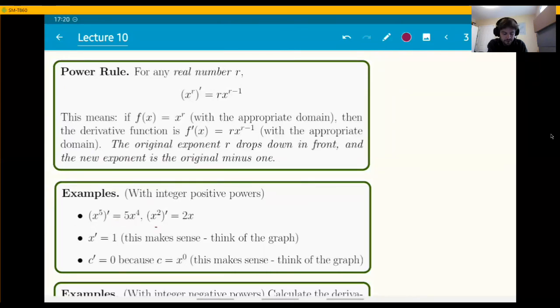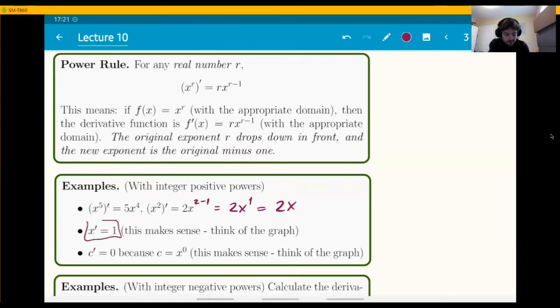The derivative of x squared is 2x. If you want to think about it, the exponent, which was originally 2, should now be 1, but x to the 1 is just x. That's how I got the number 2x for the answer. Let me draw this 1 here a little bit better. So the derivative of x squared is 2x. The derivative of x is 1.